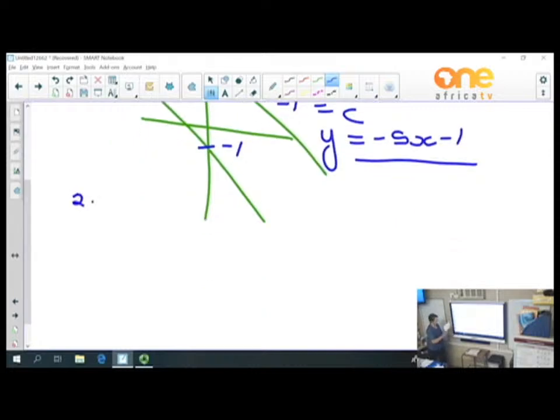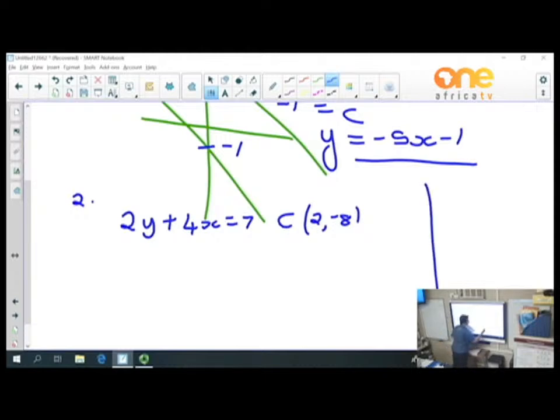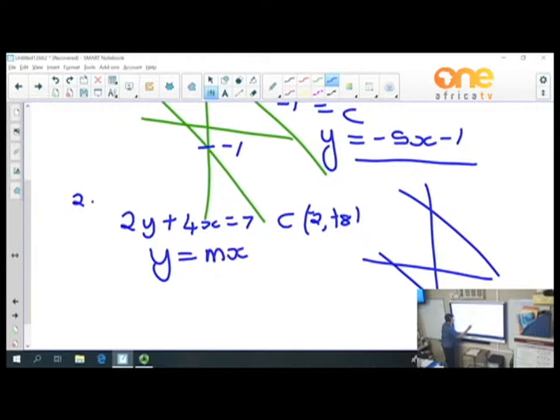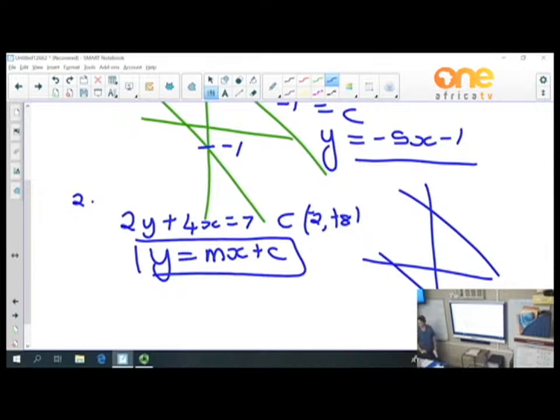Determine the equation parallel to 2y plus 4x is equal to 7, and it passes through the point C, which is (2, -8). So again, you'll have this situation that you actually have two lines which are parallel. Okay, so what do I want? I want y is equal to mx plus c. We always go back to that standard form.